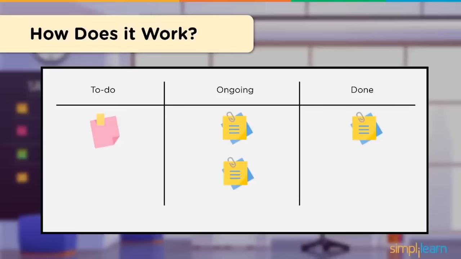Now although this is a physical representation of the board, several organizations use software versions of the board that replaces the sticky notes with cards that can be moved from one column to another as work progresses. Now an example of such a software is Trello.